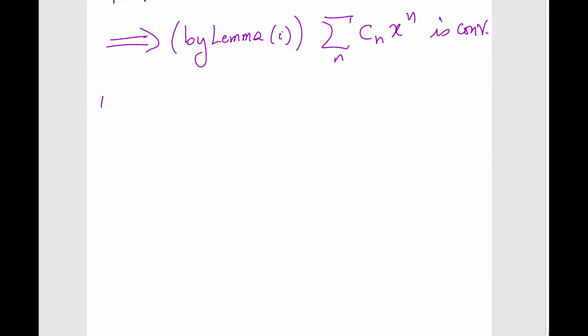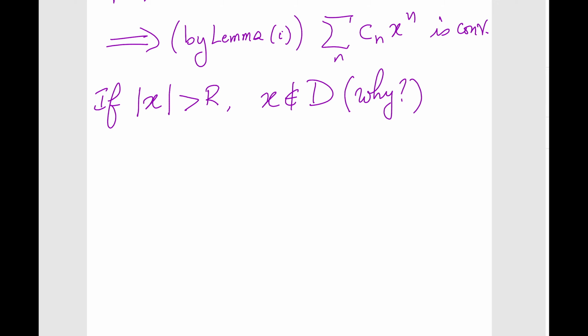So finally, if the x is chosen to be bigger than the absolute value of R, I want to show divergence of the series. Well, note that such an x cannot be in the domain, right? If x is here, x cannot be in the domain D. Why? Because, look, I'll leave it as an exercise, but I'm gonna say why. Because if it were to be in D, then the previous lemma part 1 is gonna tell us that this R is not the least upper bound anymore. Okay, so think about this, please.